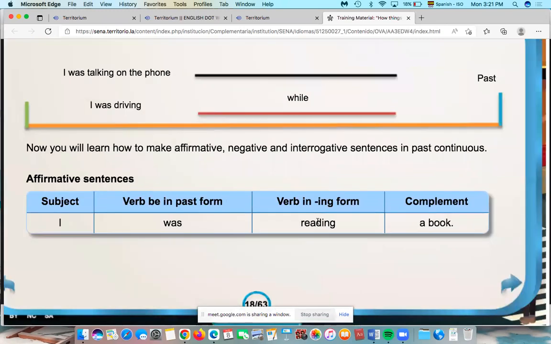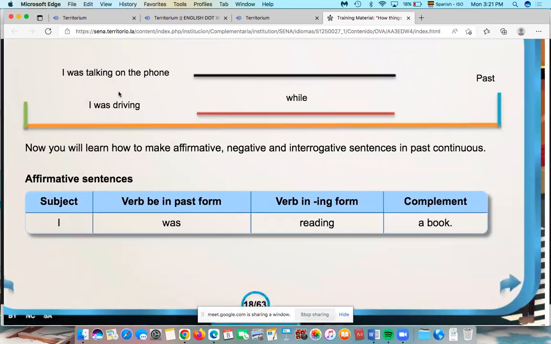Good. So these two actions were happening at the same moment. So that is why we say while, yes? When we say when, it is that something interrupted the other action, yes? I was reading a book when my friend arrived, yes? Good.